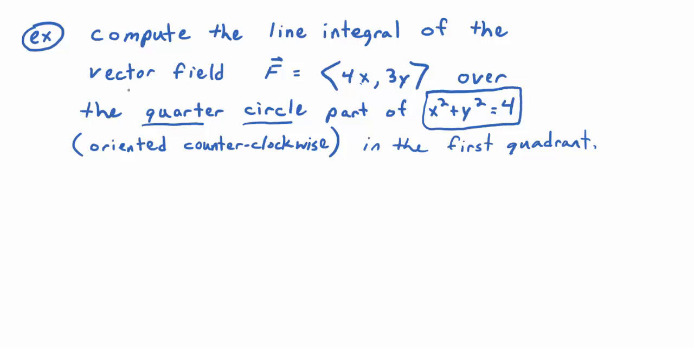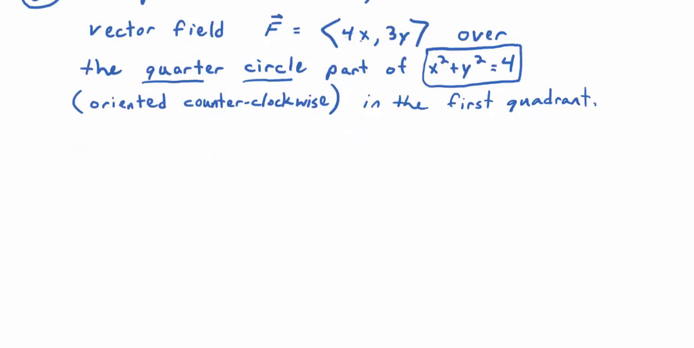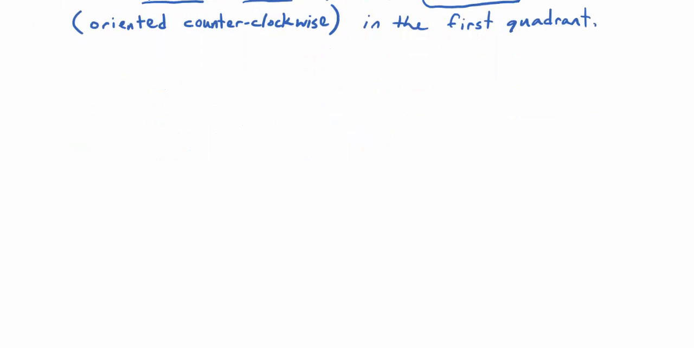Compute the line integral of the vector field f equals 4x 3y over the quarter circle part of x squared plus y squared equals 4, oriented counterclockwise in the first quadrant. Okay. So what does that look like? Let's draw that curve.